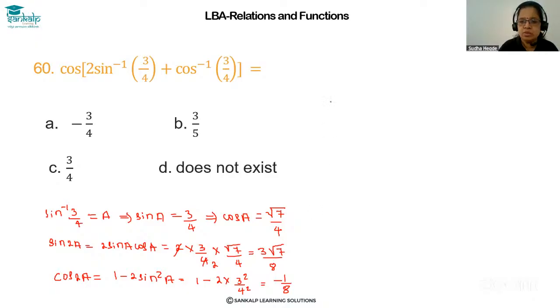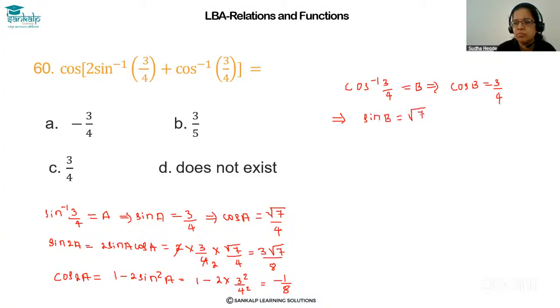Okay. Now, cos inverse 3 by 4. Let me take this as B. Implies cos B is equal to 3 by 4. Okay. That implies sin B is equal to same value you are going to get, that is root 7 by 4.